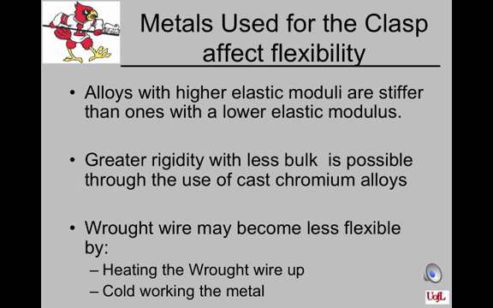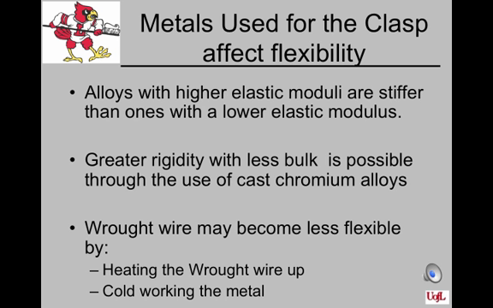Alloys with a higher elastic modulus are stiffer than ones with a lower elastic modulus. Chrome cobalt and nickel chromium alloys have clasp arms that are stiffer. If the practitioner wants more flexibility in the clasp, he would choose gold or a wrought wire. Gold is very expensive though, and it's not used very much today. Greater rigidity with less bulk is possible through the use of the cast chromium alloys. With gold, the bulk must be increased to obtain the needed rigidity.